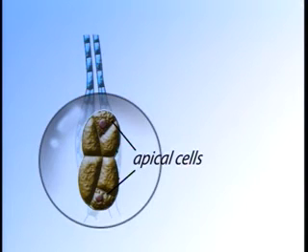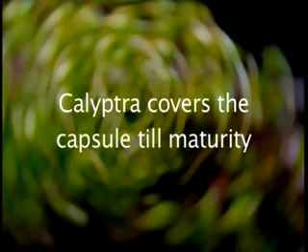Derivatives of the epibasal apical cell give rise to the capsule and upper part of the seta, while those of the hypobasal apical cell give rise to the remaining part of the seta and the foot. The process of fertilization also stimulates cells of the venter wall and they divide to form a protective covering called calyptra. The calyptra covers the capsule till maturity.